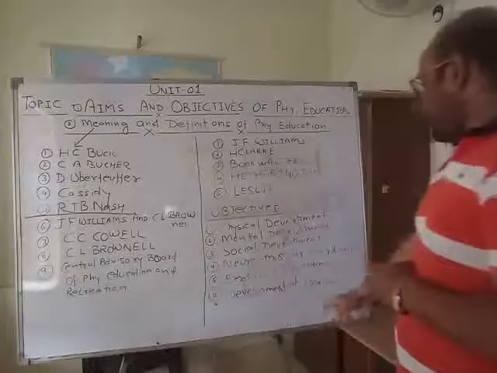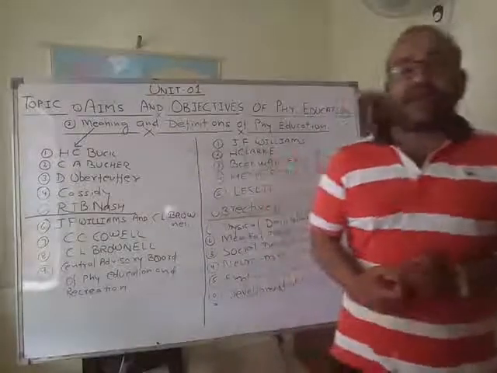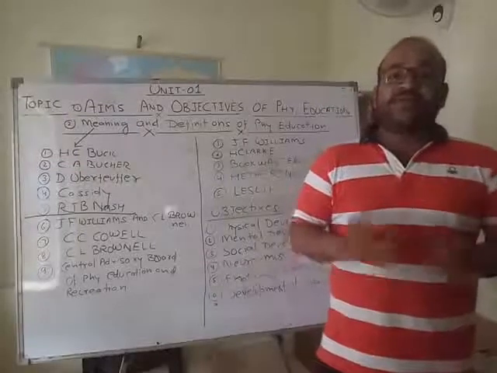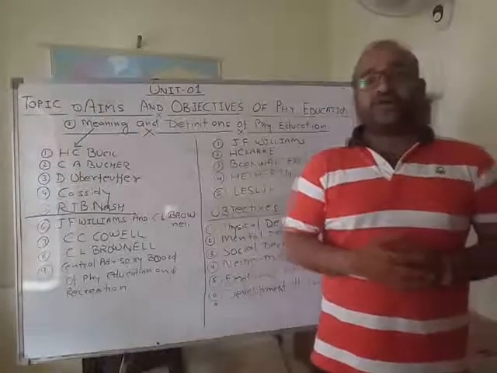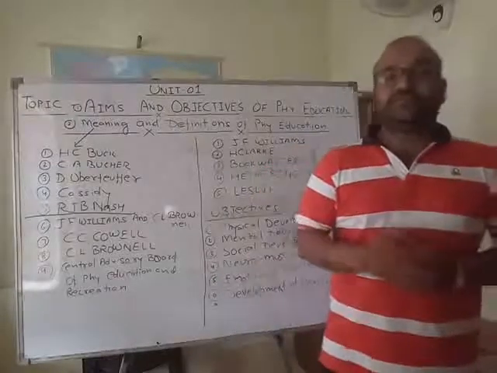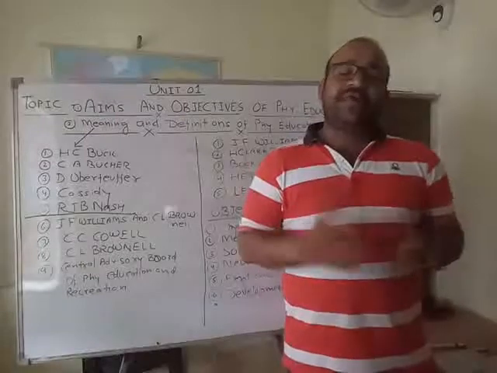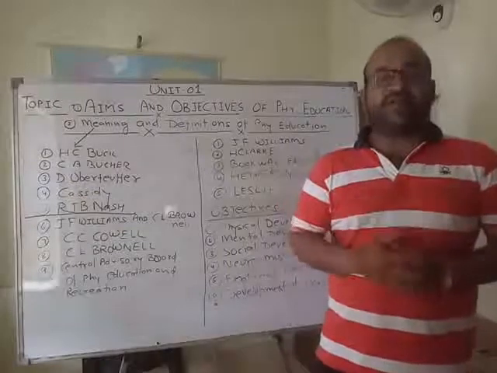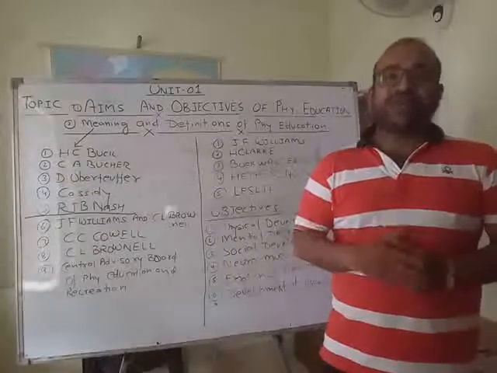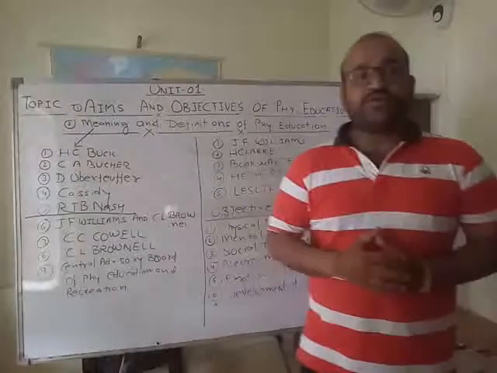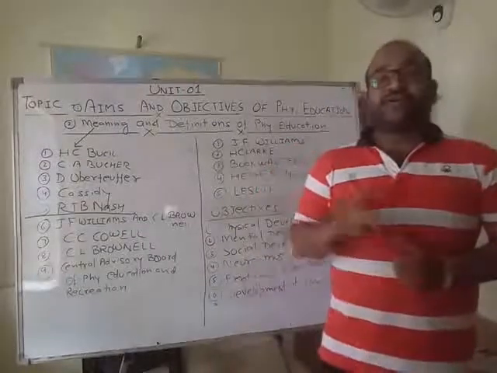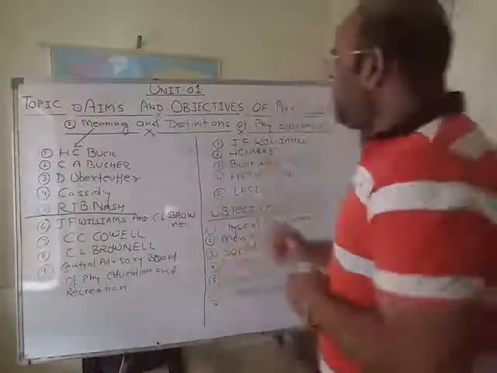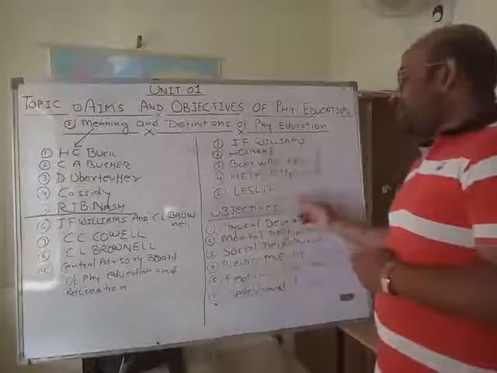Number six is the development of health. Development of health is also an objective of physical education. It educates on the prevention of communicable diseases. There are various programs of education. The program of physical education in modern times helps reduce anxiety, stress, and tension to a large extent, so that the individual experiences healthy living. These are the six types of objectives.